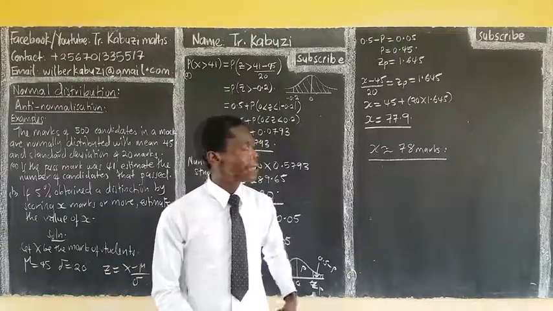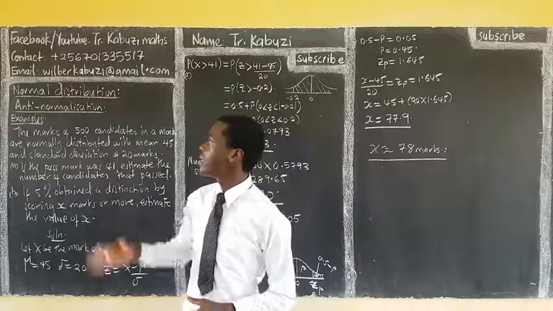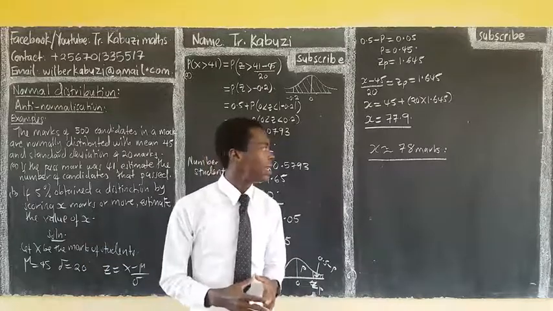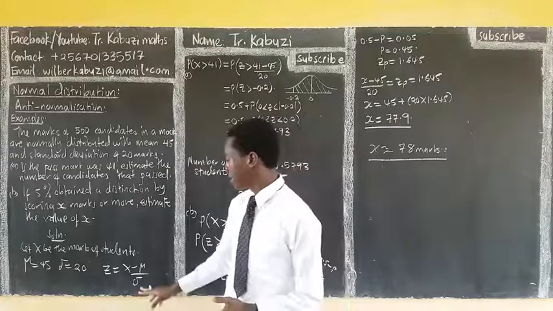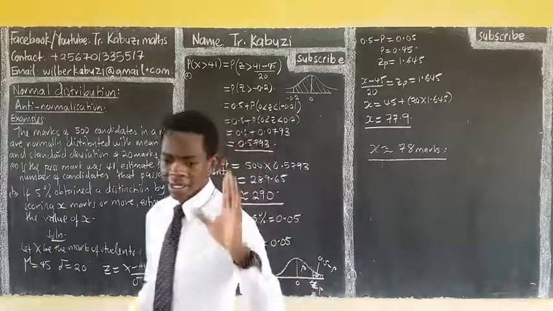So that's it, members. That's how we use the anti-normalization. Now we are going to see what happens if some questions want you to get sigma and then mu. See you there.